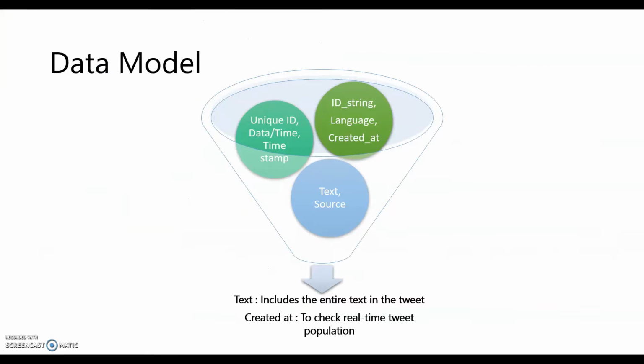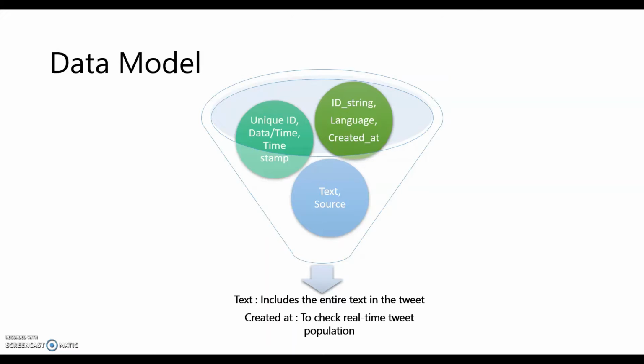So this is the basic data model, wherein the JSON file that will be captured, the tweet data, has these objects in it: the unique ID, which is created by the MongoDB database system itself. The ID string consists of the ID string that Twitter itself provides with the tweets. Date, data, timestamp, and language.